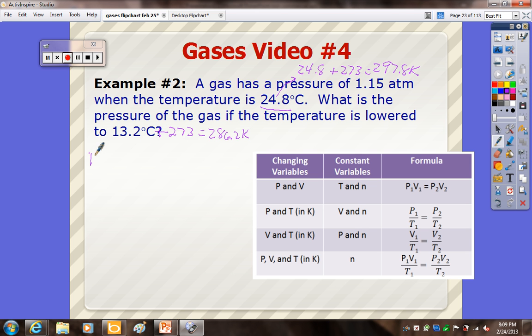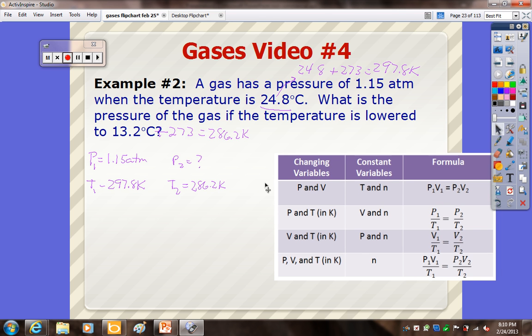Pressure 1, the first pressure, is 1.15 atm. My initial temperature was 297.8 Kelvin. Final temperature, I don't know what this pressure is, but the final temperature was 286.2 Kelvin. So looking at my chart, pressure and temperature are changing. Volume and number of moles are constant, which we always assume unless told otherwise. So this is my formula. P1 over T1 equals P2 over T2. So let's scoot that out of the way so we can do our work.